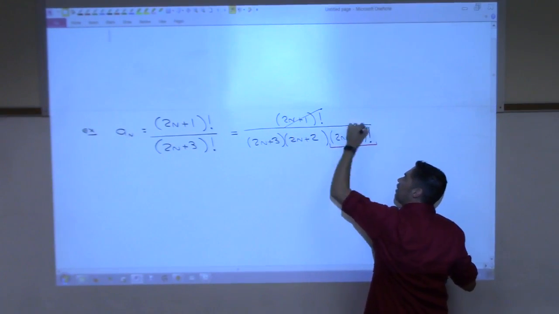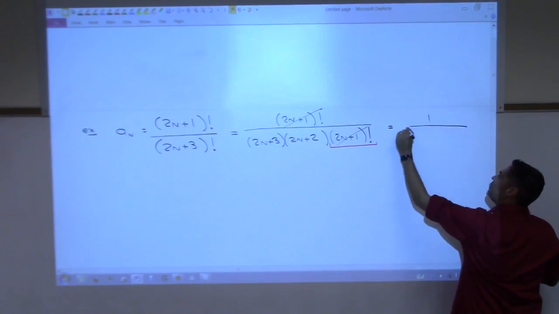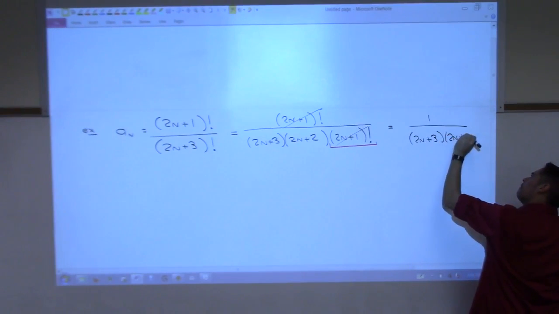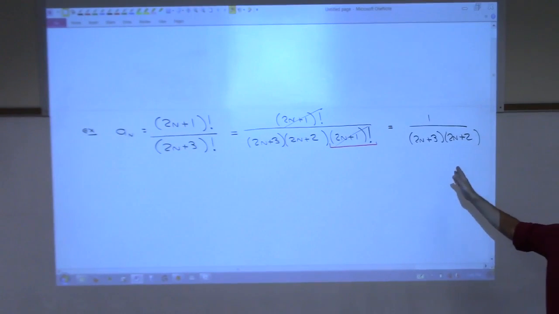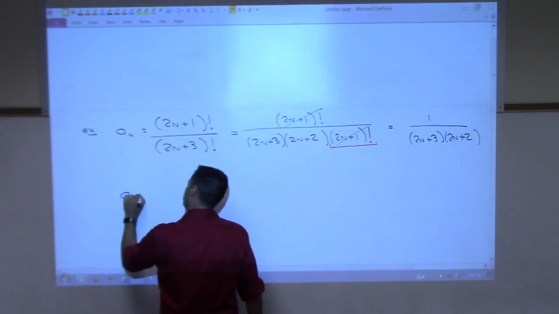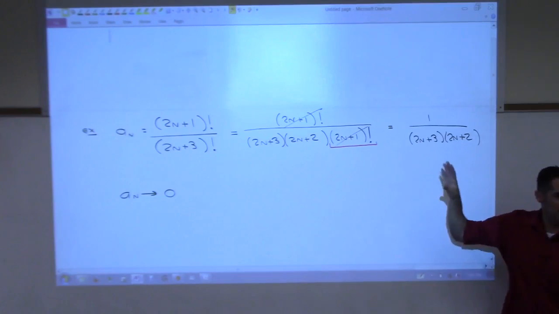And then these cancel, don't they? And so if I just rewrite this, then I'm going to have no problem taking the limit of that now, right? If I let n go to infinity on that, I'm going to go to 0. So this a sub n will converge to 0. But you got to be able to do that algebra first.